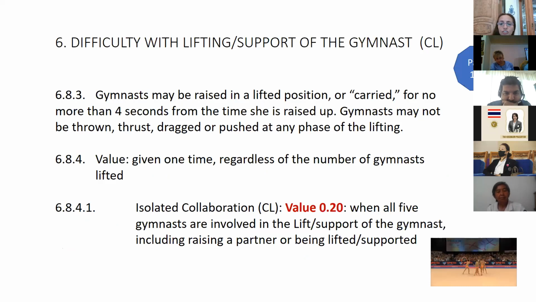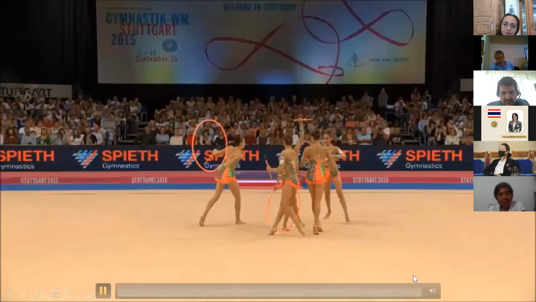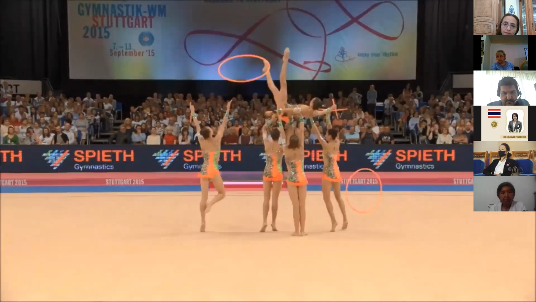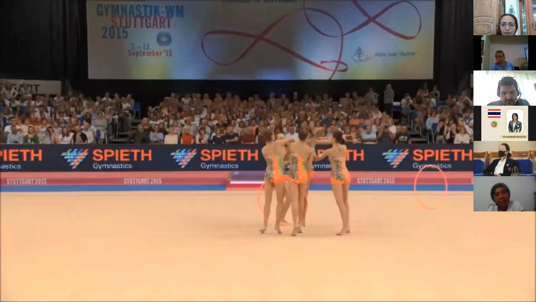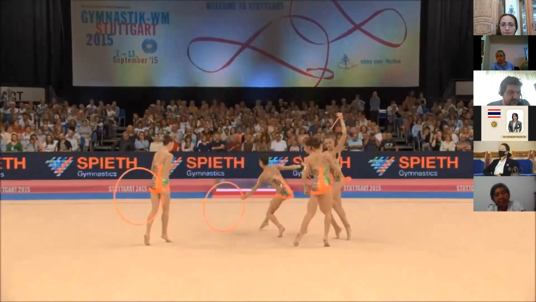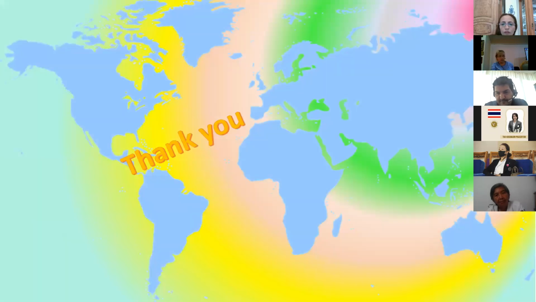Gymnast may be raised in a lifted position or carried for no more than 4 seconds from the time she is raised up. They cannot be thrown, dragged, or thrust or pushed at any time of the lifting. This value is given only one time, regardless of the number of the gymnasts lifted. We have the isolated collaboration value 0.2, but it has all 5 gymnasts to be involved in the lifting and supporting of the gymnast, including raising a partner or being lifted out supporting, higher than the shoulder level, and all 5 gymnasts are participating. So by this, we concluded the collaborations.